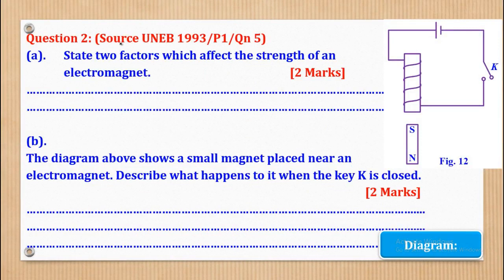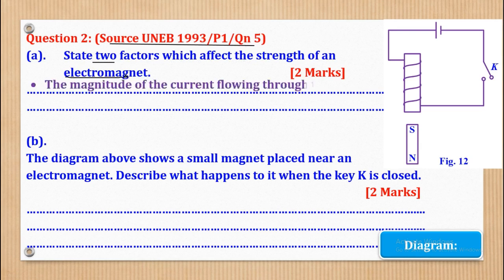So now we shall go to question 2. Question 2 was got from UNEB 1993, paper 1, question 5, and Roman 1 part A says, state 2 factors which affect the strength of an electromagnet. So 1 will be the magnitude of the current flowing through the coil, and 2 will be the number of turns in the coil. Basically that's what they wanted, and that's how you can get the 2 marks.